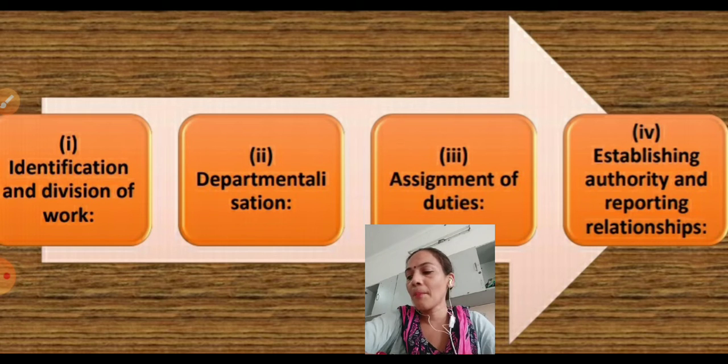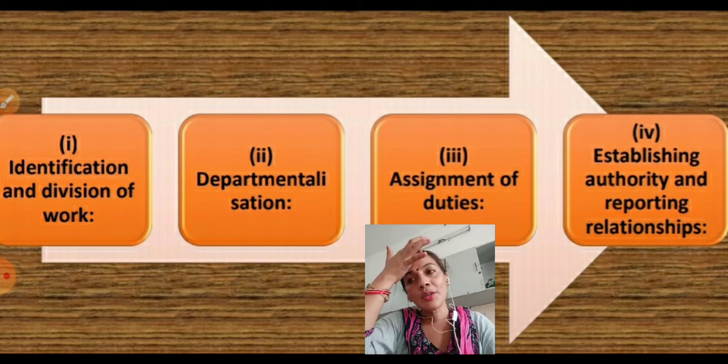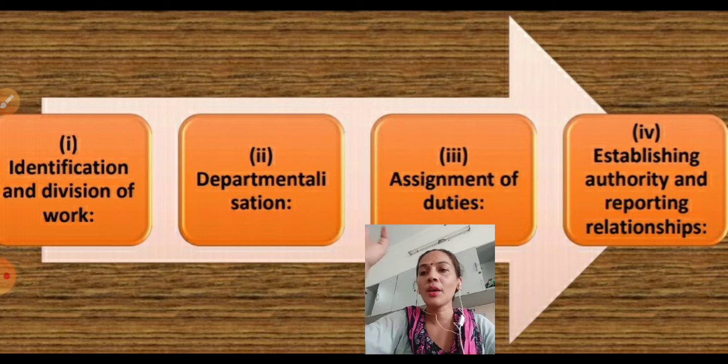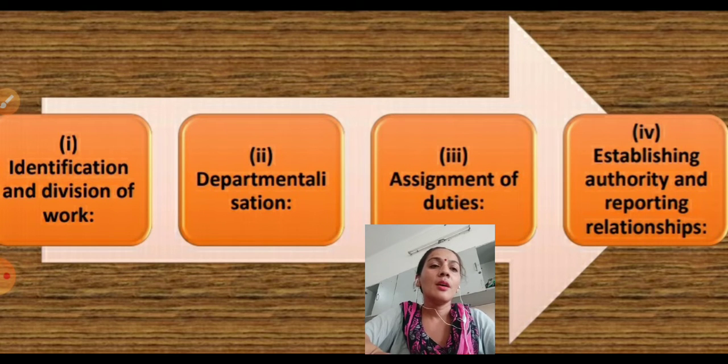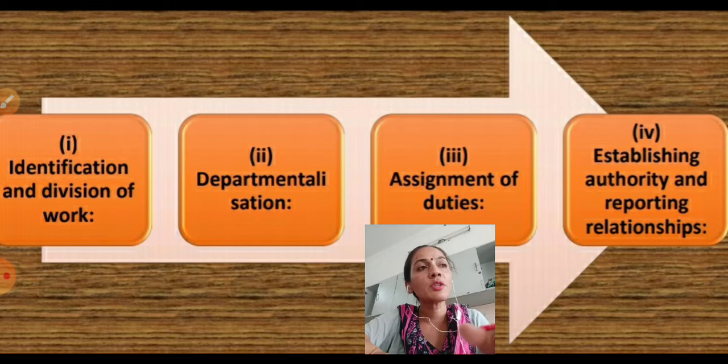Now the fourth step is establishing reporting relationship. Okay, so establishing authority and reporting relationship. Authority means the power, and responsibility means you are responsible for doing something, or it is your duty that you have to do the task at the fixed time and you are responsible to show your work to whom. So it must be made clear by organizing only.